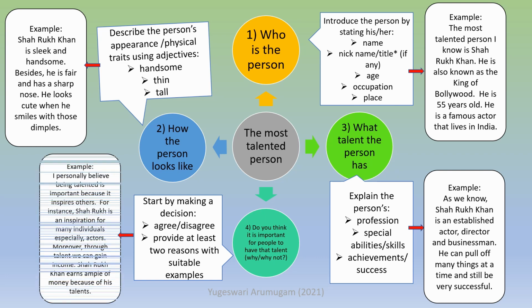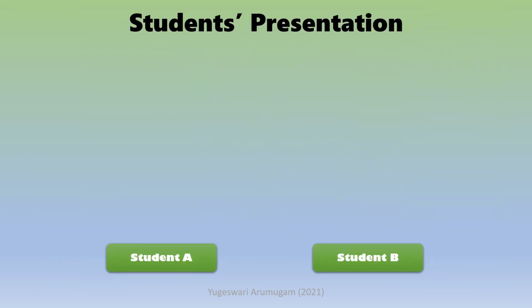For example, I personally believe being talented is important because it inspires others. For instance, Shah Rukh Khan is an inspiration for many individuals, especially actors. Moreover, through talent, we can gain income. Shah Rukh Khan earns ample money because of his talents. Now, let us watch my student's presentation as a sample.